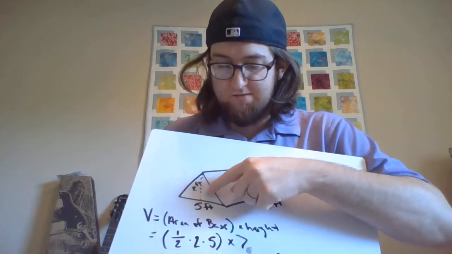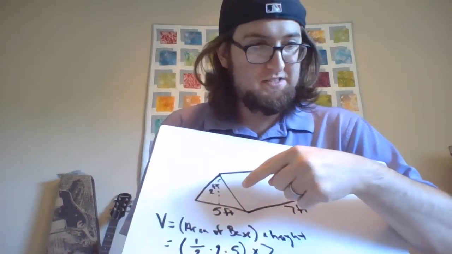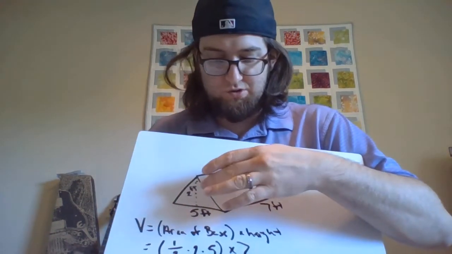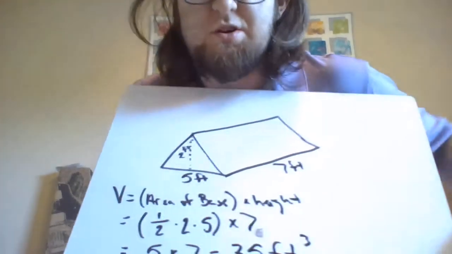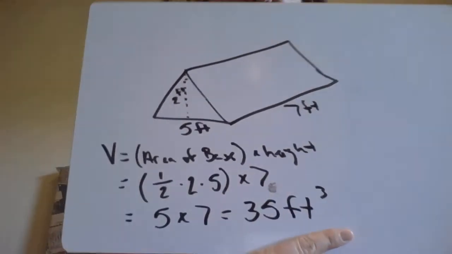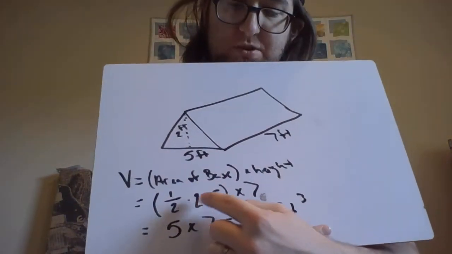So I find the area of this triangle, which is 1/2 base times height. My base is 5, my height is 2. So 5 times 2. So I wrote the formula out. Oh, I'm sorry, I'm way back here. So I wrote the formula out. We've got 1/2 times 2 times 5.